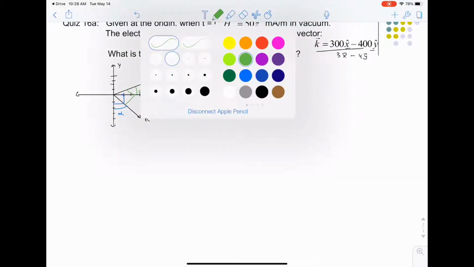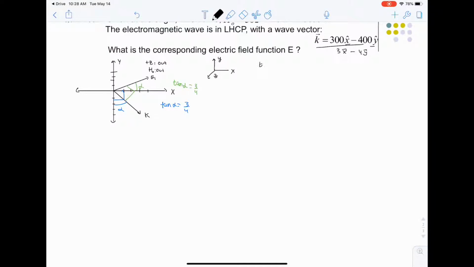Next, we can find that E1 is 4x plus 3y, and we have to normalize it, so we divide by the magnitude, so it's over 5, times E naught. E naught over H naught equals eta naught, and we know it's in a vacuum, so eta naught is 377 in a vacuum, and H naught is 50 milliamps, so that is 0.05. So this is our magnitude, which equals 18.85, so times 18.85.